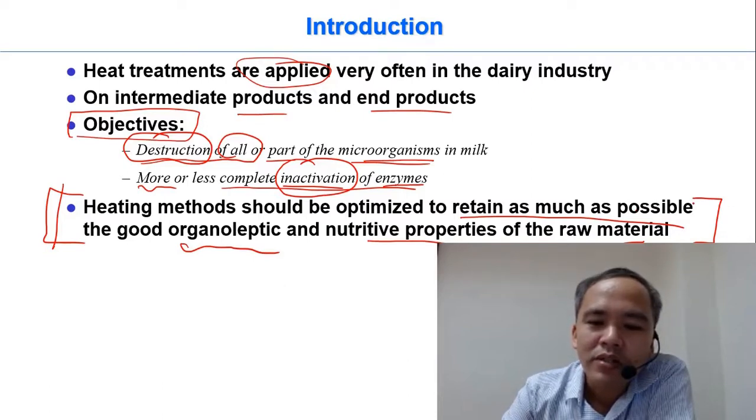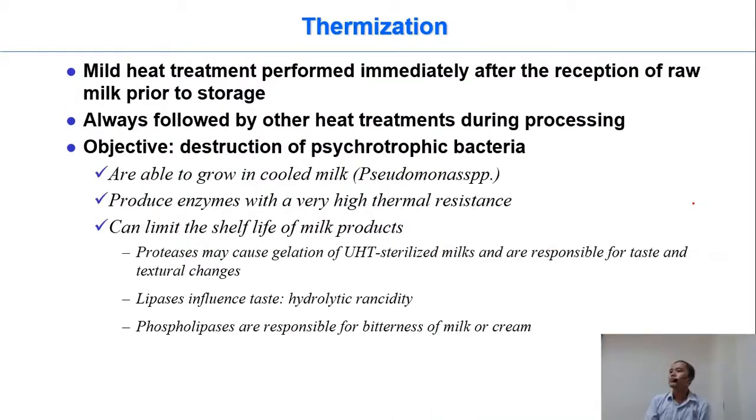So those are the three options. If we have enough experience and enough knowledge, we can do the way we wish to do. Now we go to the first heat treatment, thermization. Thermization is a mild heat treatment. Mild means just kind of low, not very strong.